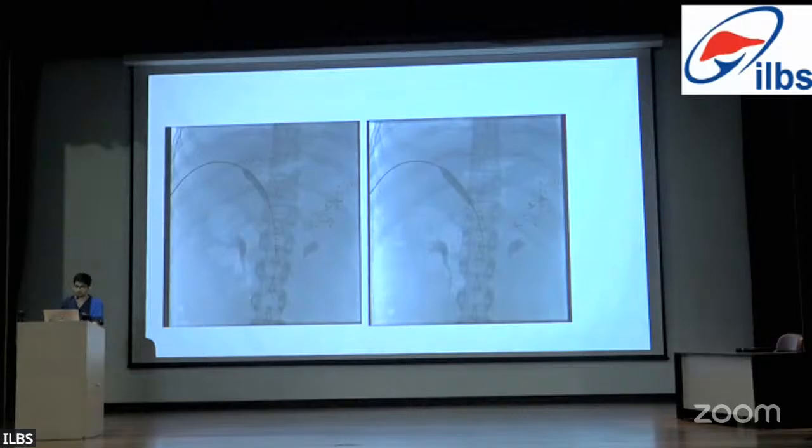So following this, serial balloon dilatation was done with a 7 mm balloon, followed by 10, followed by a 12 mm balloon. You can see that this is the waist at the site of the narrowing, and here after complete inflation of the balloon, there is no waist.